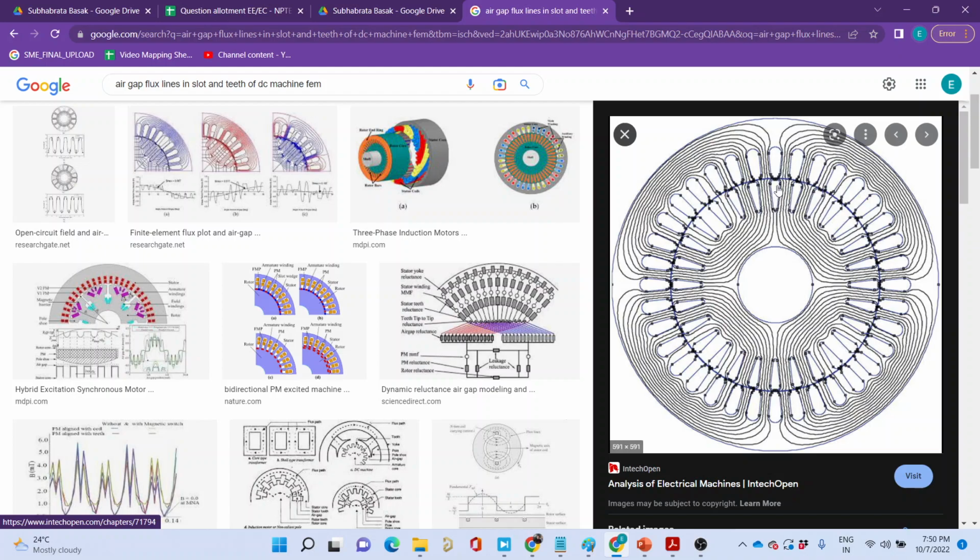This core gives the flux path, a low reluctance flux path, to the flux. That is why most of the magnetic field is restricted to the core itself. But there are no flux lines in the slot in which the conductors carrying current are placed. That means there is no magnetic field on the conductor which is carrying current. If there is no magnetic field or very low magnetic field, then the torque produced must be very less.